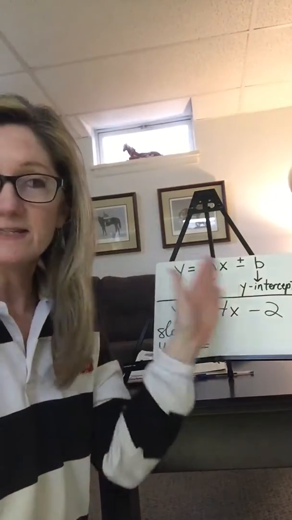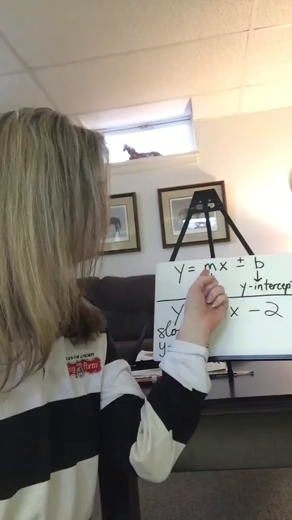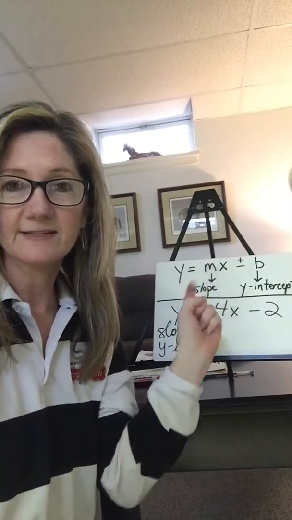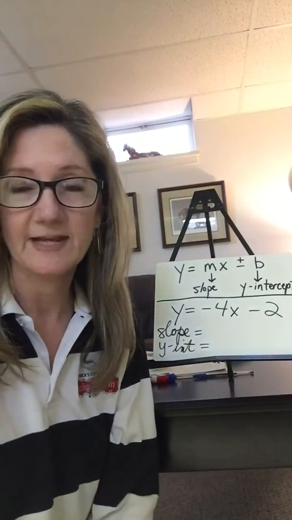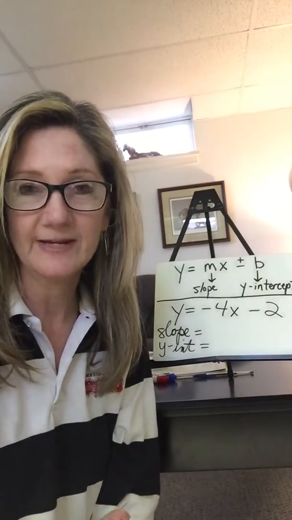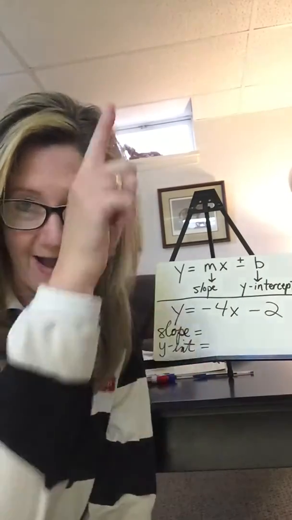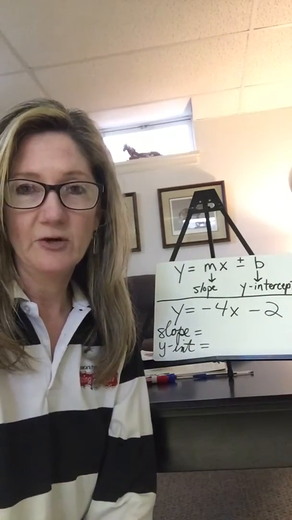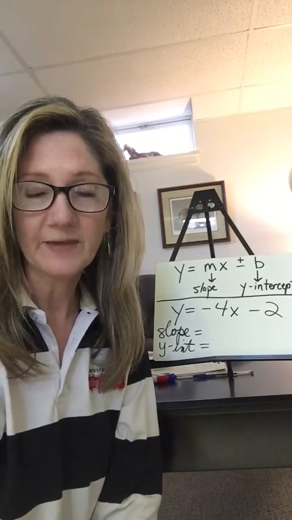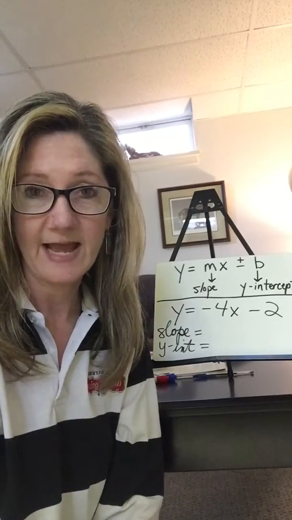So when you get it into this format, you know that the number, or this letter m in front of the x, stands for your slope. And this b means your y-intercept, or where your graph for your equation is going to cross the y-axis. All right, so sometimes you're going to be given the equations that are already in that format, and there'll be a bunch of those in your homework today.